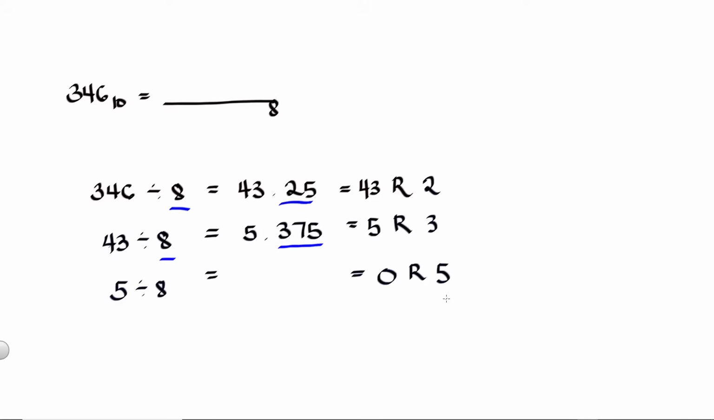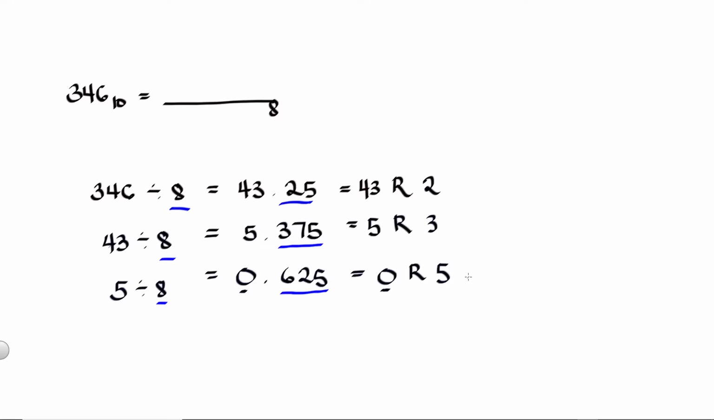To confirm this answer, we're going to divide 5 by 8. So 5 divided by 8 is equal to 0.625. And the 0 goes here. Then if we multiply 0.625 by 8, it will give us 5. So the remainder is 5.